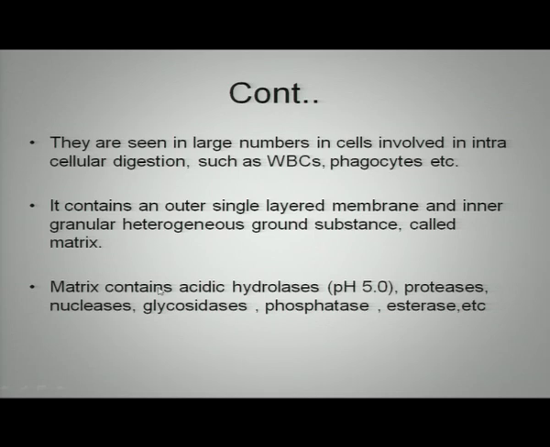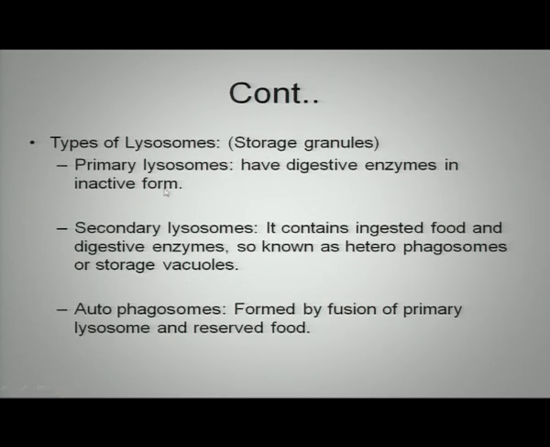And this matrix contains acid hydrolases of pH 5, proteases meant for digestion of protein, nucleases, digestion of nucleic acids, glycosidases, phosphatases and esterases, etc. Now, come to the different types of lysosomes, or the different types of storage granules.